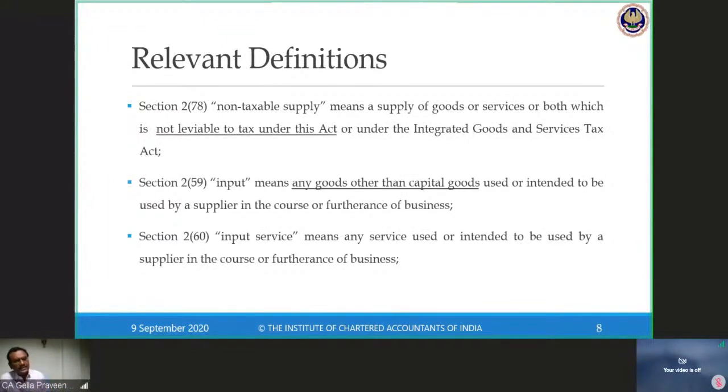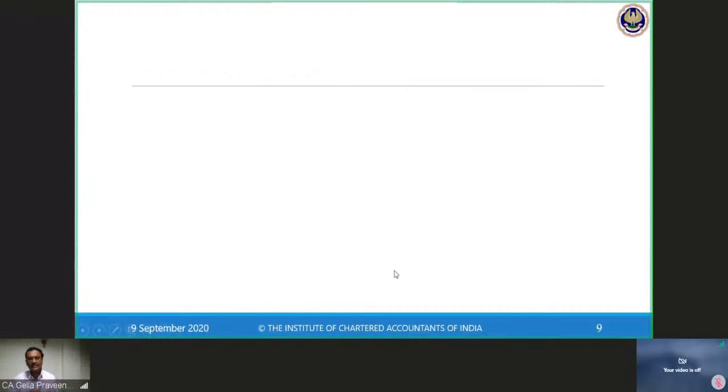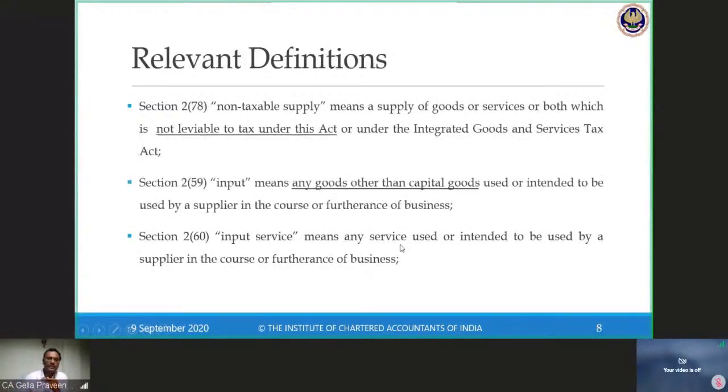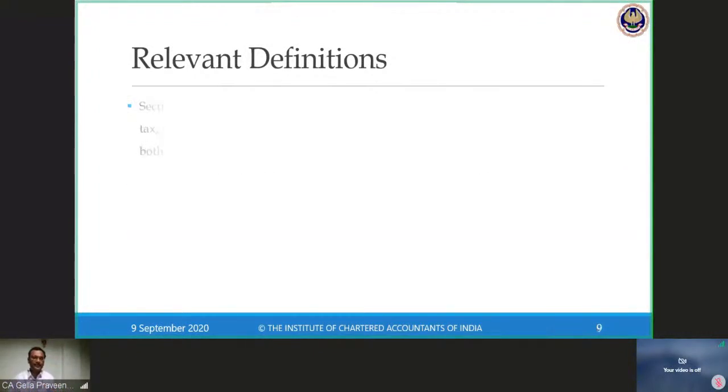Next, inputs. As we have discussed about capital goods, anything other than capital goods is called inputs. Input service: I'm not going to talk from a litigation perspective. For your examination purpose, please understand, input service means any service used or intended to be used by a supplier in the course or furtherance of business. So anything I want to call an input service is something which has been received by me and which is used in the course or furtherance of business. This term, in the course or furtherance of business, is connected with my first definition called business.